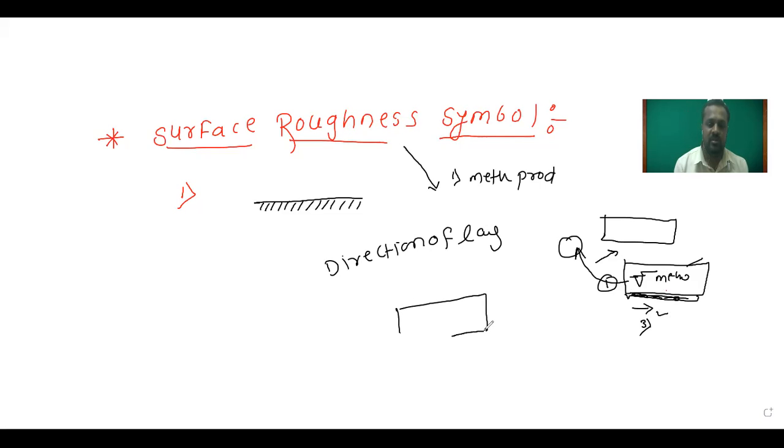Suppose this is our workpiece, or we can say the component, and whatever irregularities are there, whether those irregularities are perpendicular like this, or parallel. It is called the direction of lay. The direction of lay is nothing but it shows the direction of the irregularities. All that information we will get from this surface roughness symbol.